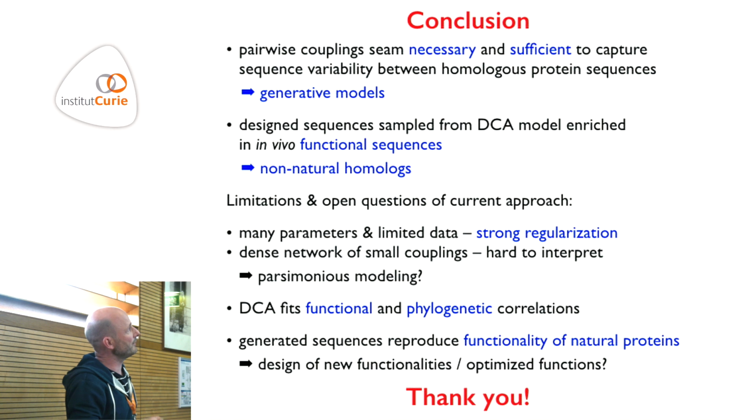But still, we have a lot of limitations. For instance, we have to use strong regularization, and we have problems of interpretation. So maybe there is a much better, more clever way of a more parsimonious modeling, which doesn't use all these parameters. These models have 100,000 parameters. It fits functional and phylogenetic correlations. So it does fit stuff which we want to fit, and stuff which, from the point of view of statistics, is just an artifact of the history of how these sequences were generated.